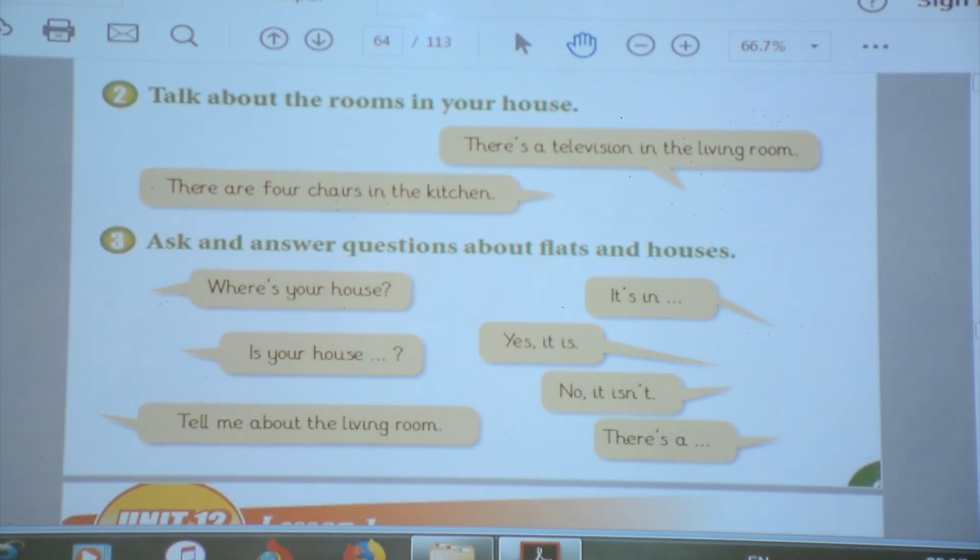Number three. Okay, ask and answer questions about the flat and the house. Where's your house? For example, one of them says, where's your house? It's near the market. You can answer, it's near the market. Is your house big? You can say yes it is or no it isn't. Tell me about the living room. There's a television. You can write, there's a television in the living room.